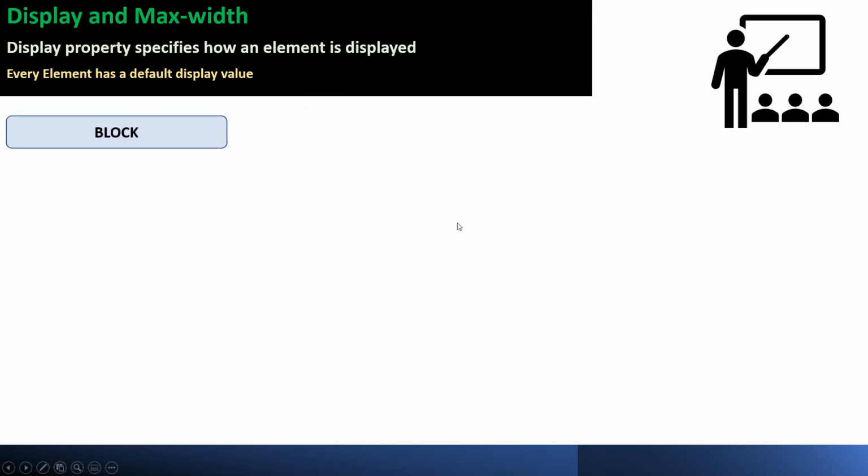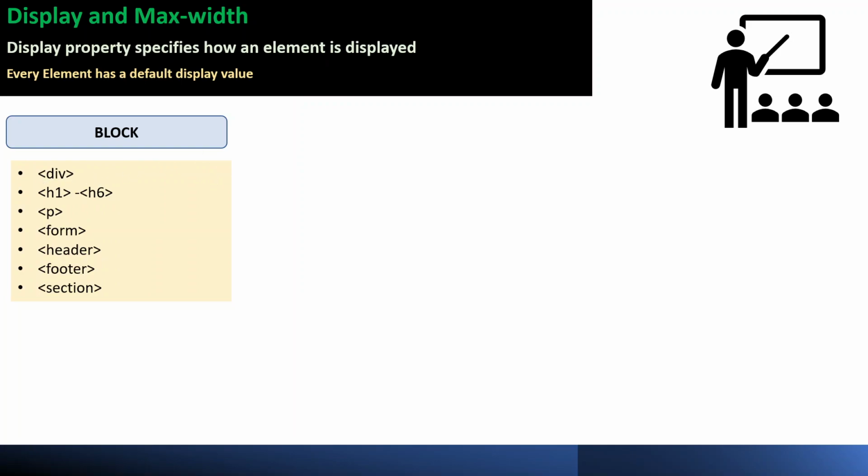Okay, so the first one is block elements. Block elements are elements that always start on a new line and take up the entire width available. So we're going to take a look at some of these block elements, and some of the ones that we will be looking at are the div, the h1. These are all block elements because they take up the entire width of the space that they occupy. The form, the header, the footer, and the section. These are just a few of the block elements that we have.